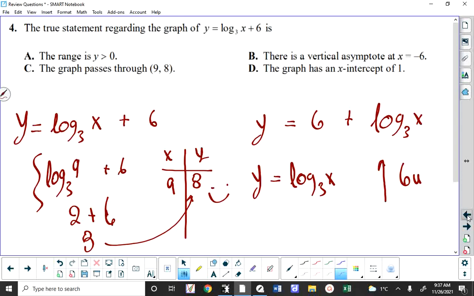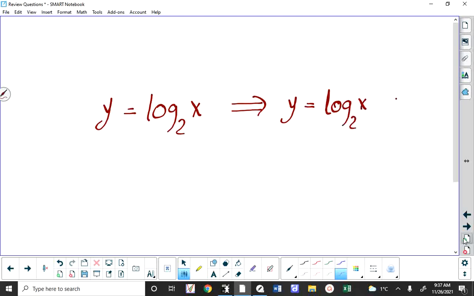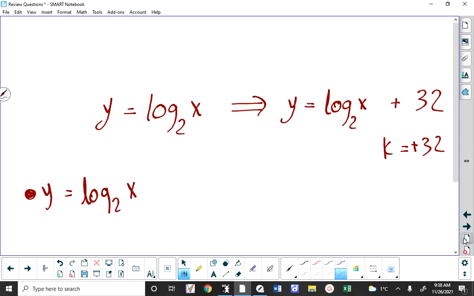Okay, I want to point something out to you before I let you get to work here. If I gave you this function, y equals log base 2 of x, and we're going to transform that function into y equals log base 2 of x plus 32, it's pretty clear that that function is being translated 32 units up. I think we have a K value here of 32. So we arrive at that function by taking y equals log base 2 of x, and we shift it up 32 units.